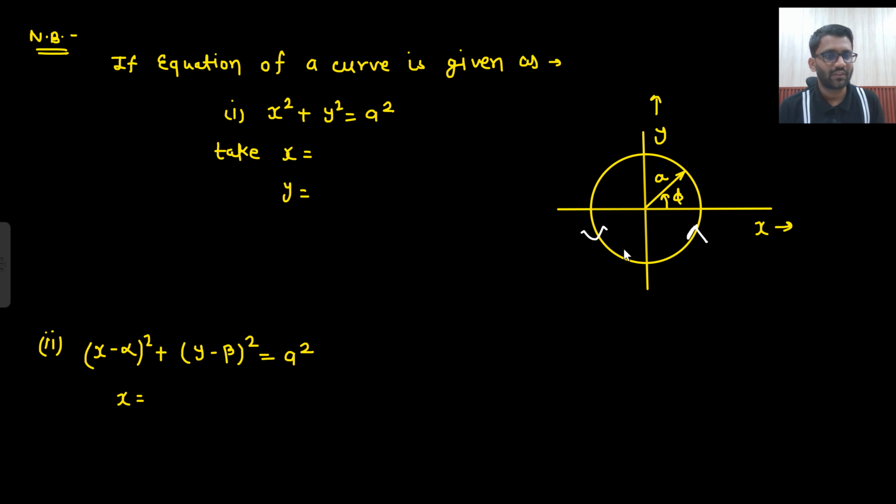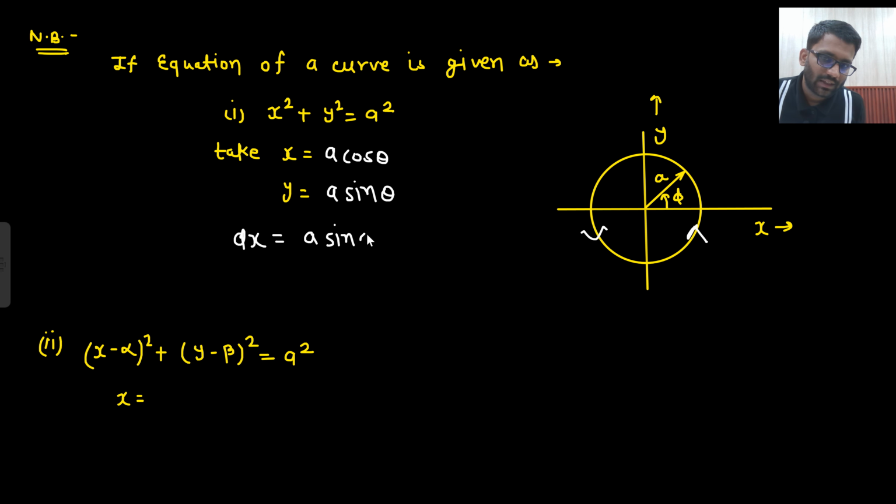So if these kind of curves are mentioned, then what you are going to do is put x equals a cos theta and y equals a sin theta. Because if you put x equals a cos theta here, what will you get? a square cos square theta plus a square sin square theta. What will be the answer? a square only. So x equals a cos theta, y equals a sin theta. What will be the value of dx? dx will be minus a sin theta d theta. And dy will be a cos theta d theta.